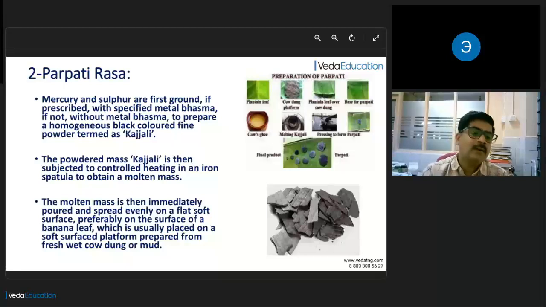Okay? So once after keeping this in, or compressing with, these plantain leaves, this will be covered with purified cow dung, and again that will be burned to ashes. Sorry, covered in cow dung, right? After pressing with leaves. Yes.